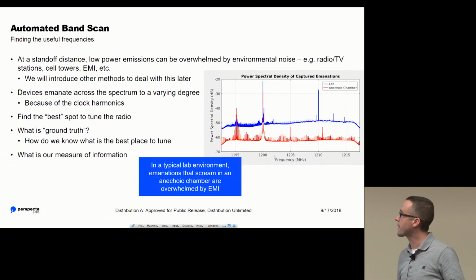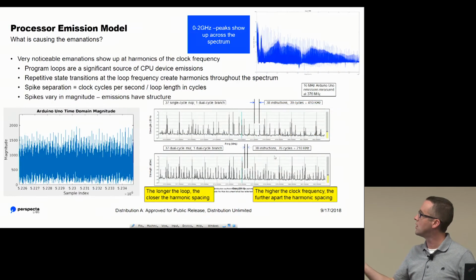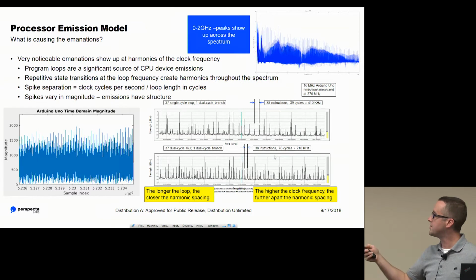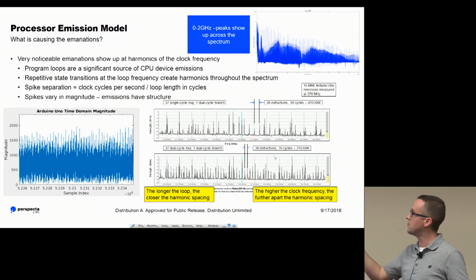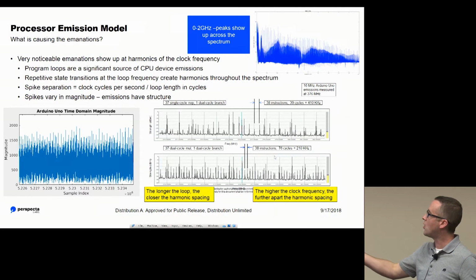machine learning. So one of the first steps, if we go back to our processor emission model, we see that because we're observing harmonics of the clock frequency, we're observing these emanations happen all across the spectrum. So this particular device is a 16 megahertz clock, and we see these big spikes every 16 megahertz with other spikes in between each of those.